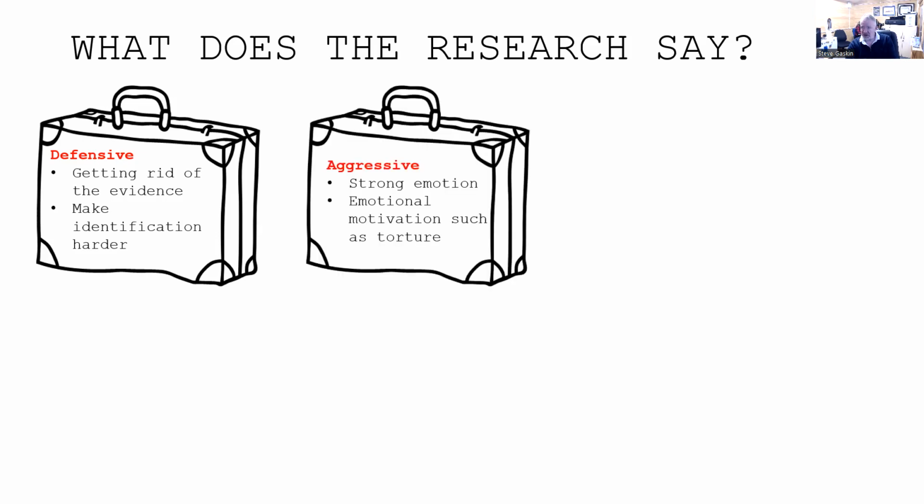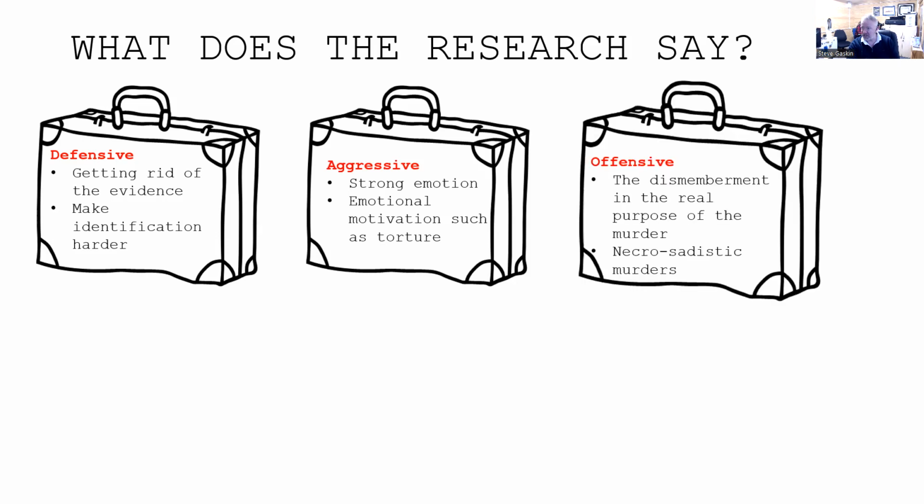The second one is aggressive. Usually it's done in a particular way. The person that committed the murder has done that in a very aggressive manner. So obviously very strong emotions, and there is usually an emotional motivation to carry out this sort of murder, such as torture. So moving on there, offensive.